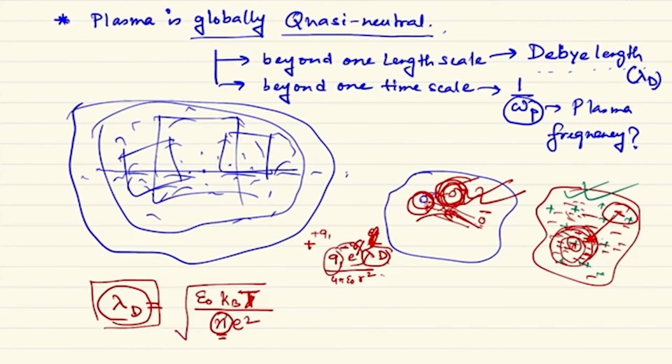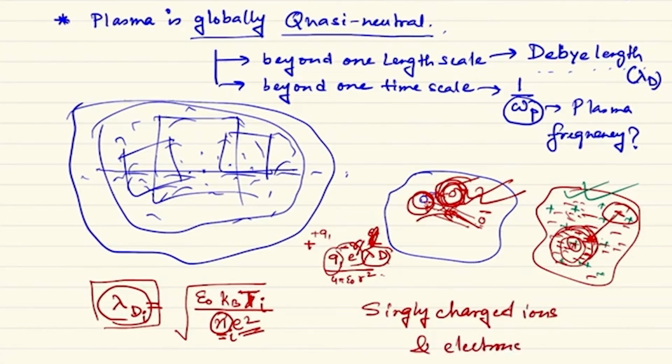For example, here for the ions, we in general write lambda Di, Ti, ni. e squared is the charge squared. So we are talking in general in terms of singly charged ions and electrons. The charge is plus or minus e, so e squared will not change, and n is the number density of the ions.